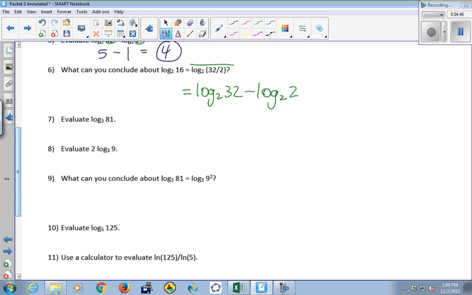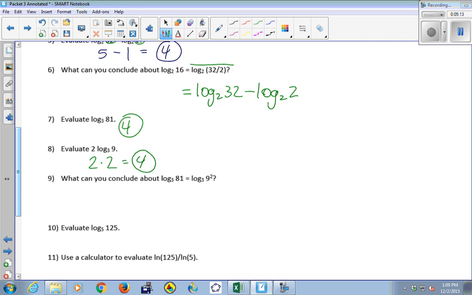All right, log base 3 of 81. 3 to what power gives you 81? 4. What's 2 times log base 3 of 9? So it's going to be 2 times log base 3 of 9. What's just log base 3 of 9? 2. Yeah. Because 3 squared is 9, and then 2 times 2 gives you 4.